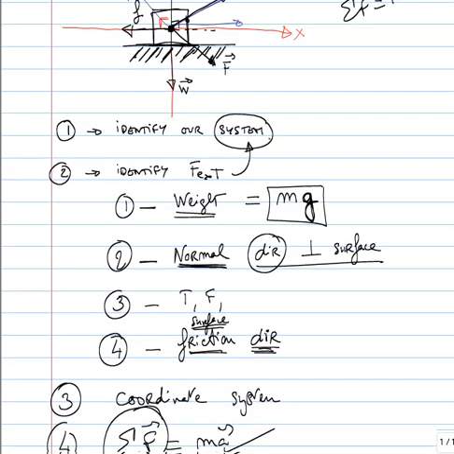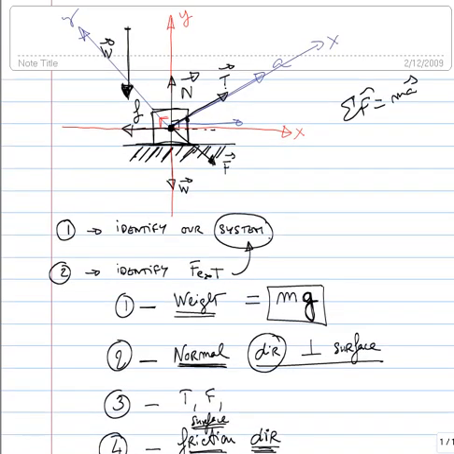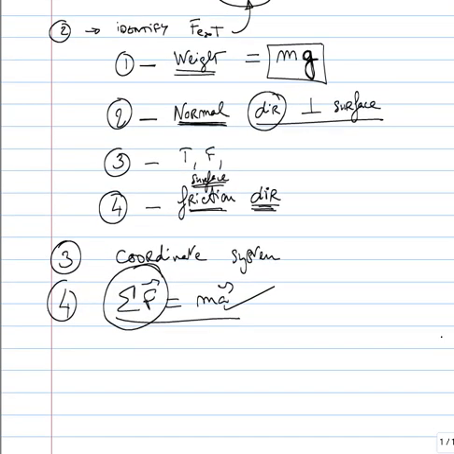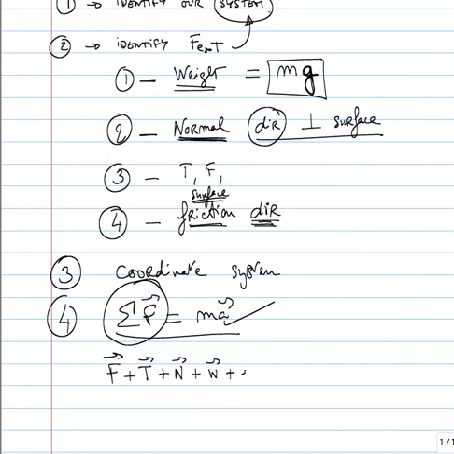The same way as we added several vectors easily, we can add several forces easily. We have 1, 2, 3, 4, 5 forces in my case. Therefore, I would have to add F plus T plus N plus W, and then I had little f. So I have to add all those forces.